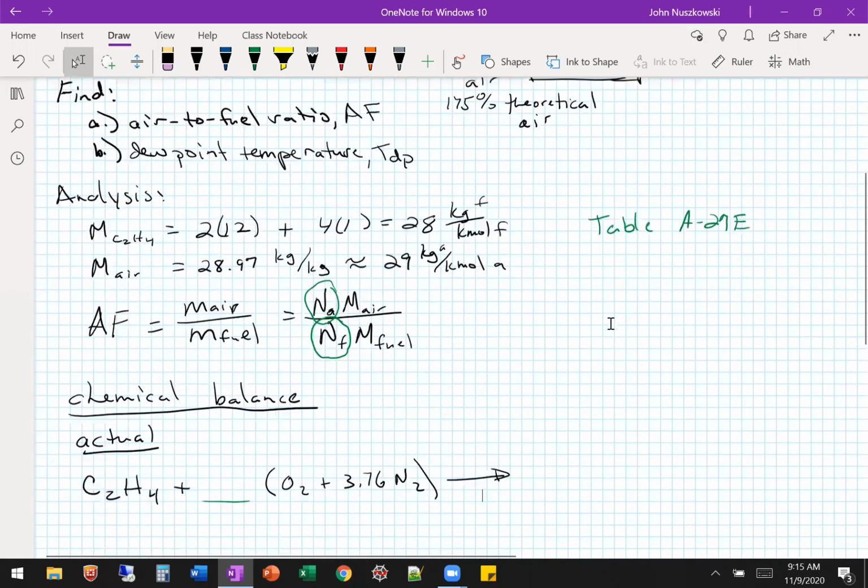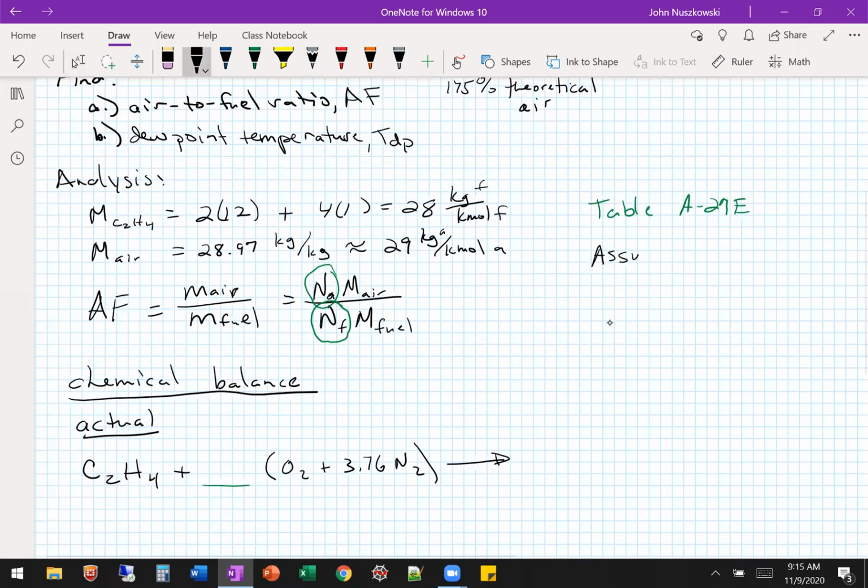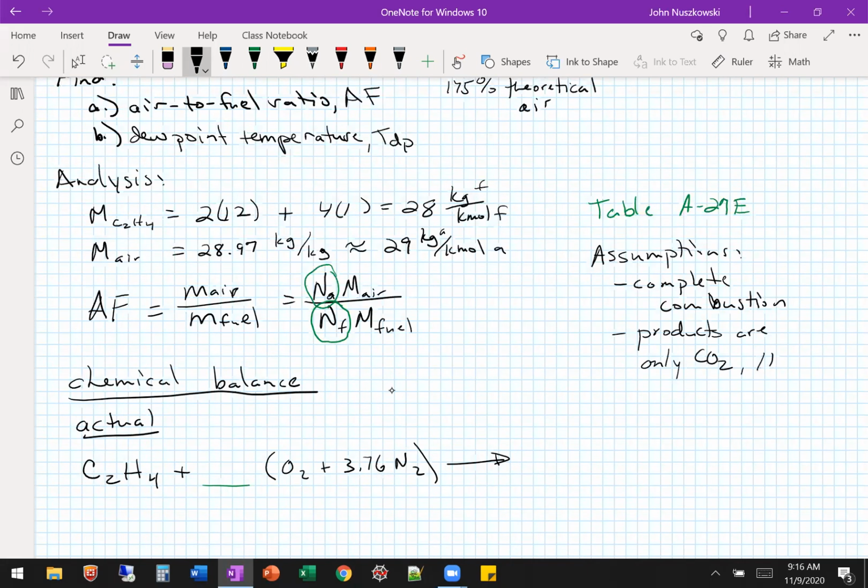So we are going to assume complete combustion. That means all the fuel is going to burn. If it's complete, we don't know anything other than, as we talked about in the lecture, carbon going to CO2. So products now are only CO2, because they didn't give us any information about carbon monoxide, CO. And then hydrogen going to water, because they didn't give us any additional information about it doing anything else.